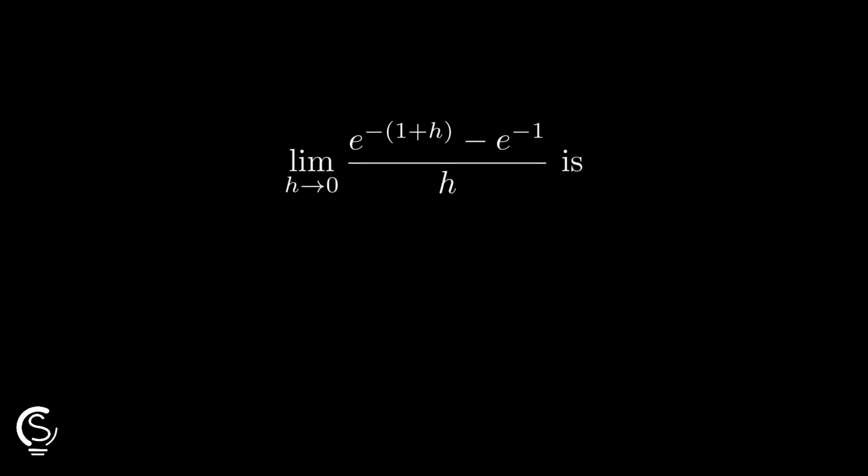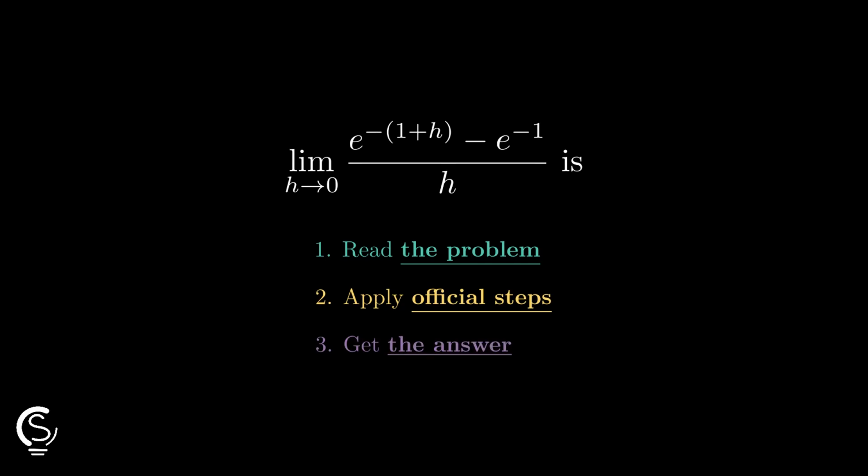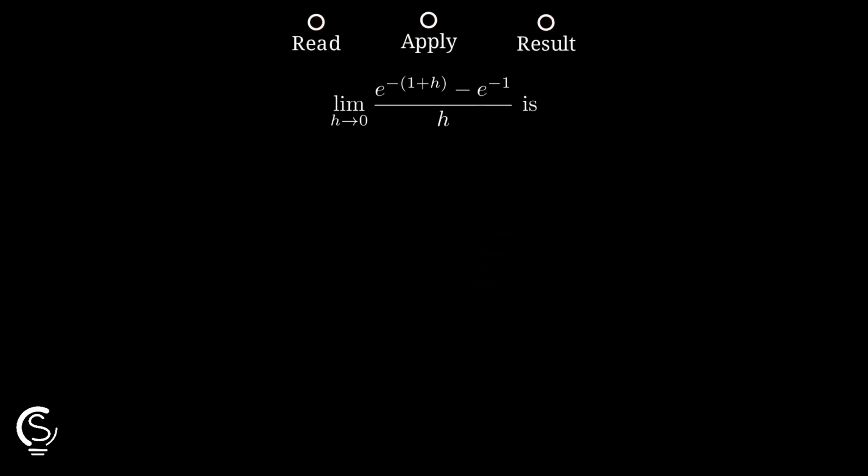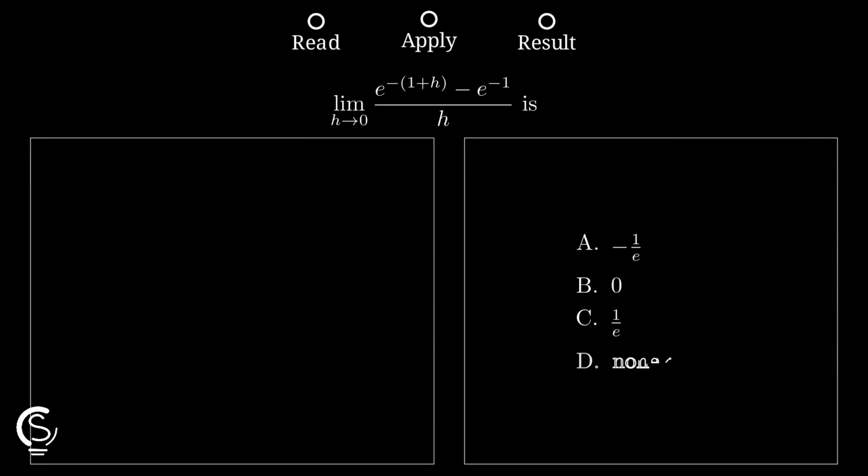Limits like this get easy fast when you spot the hidden derivative, so watch this quick move and the correct choice practically reveals itself. This fraction matches the derivative definition for f of x equals e to the negative x because it has f of 1 plus h minus f of 1 all over h.